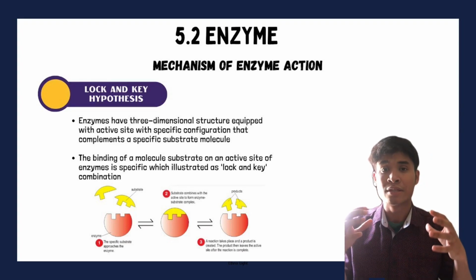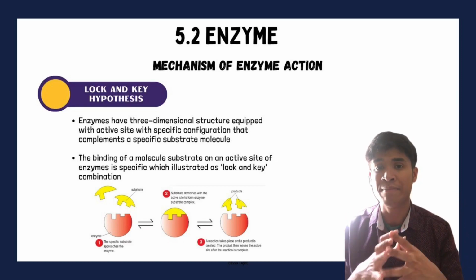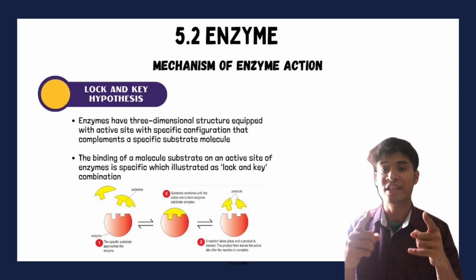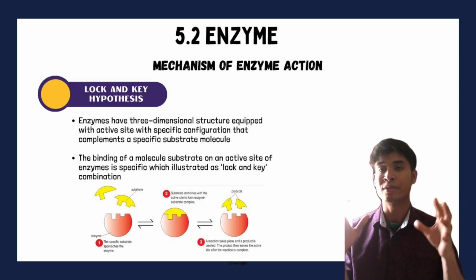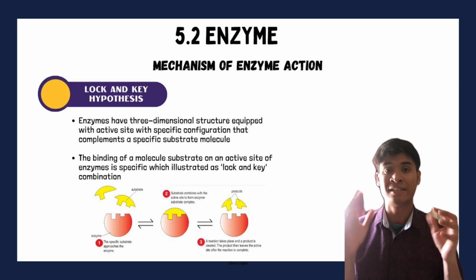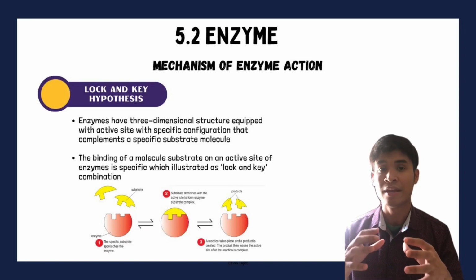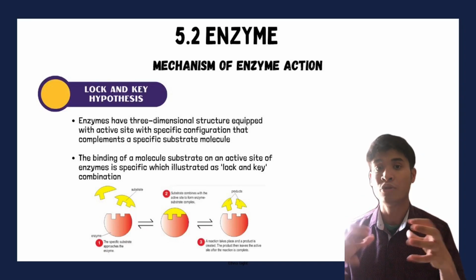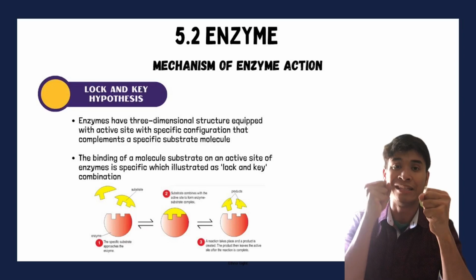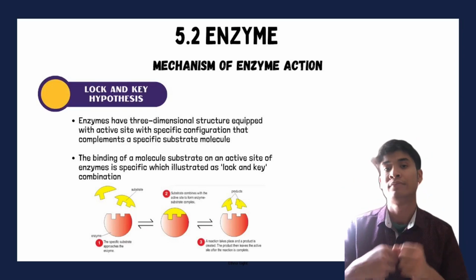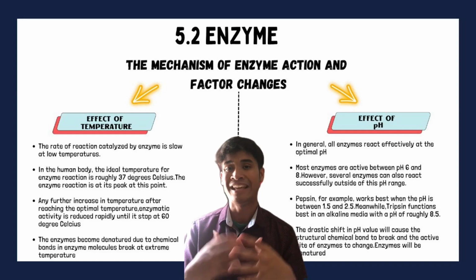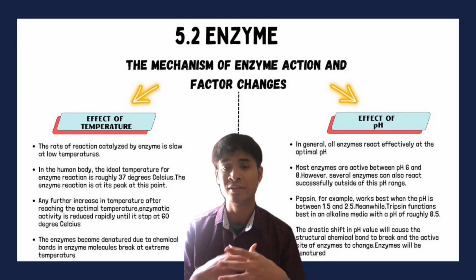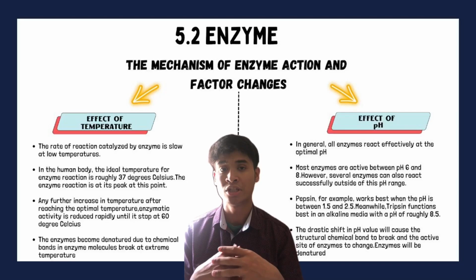The idea of this model is very simple and you can understand it easily. It states that the binding of a substrate molecule on an active site of the enzyme is specific, which is illustrated as a lock and key combination. Let's jump into the effect of temperature, pH, substrate concentration, and enzyme concentration on enzymatic activity.